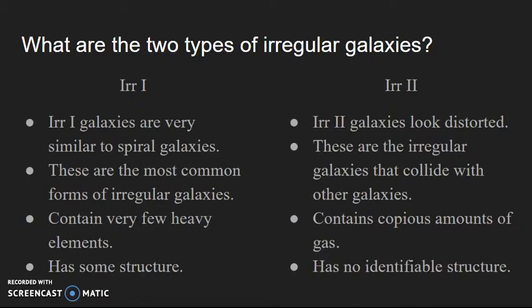Irregular 1 galaxies are very similar to spiral galaxies. These are the most common forms of irregular galaxies. They contain very few heavy elements. They have some structure. Irregular 2 galaxies look distorted. These are the irregular galaxies that collide with other galaxies. They contain copious amounts of gas and have no identifiable structure.